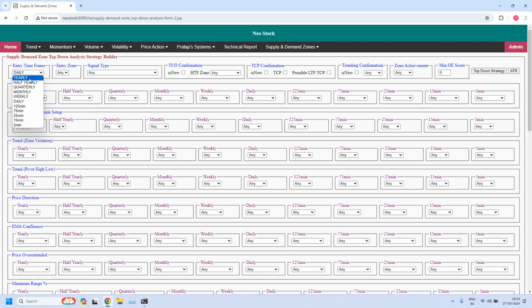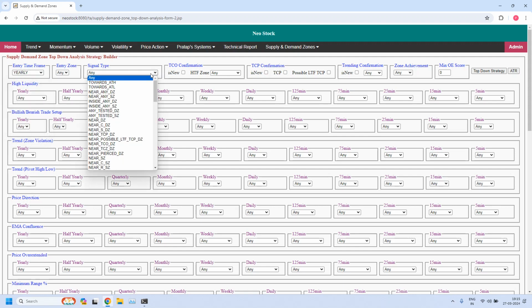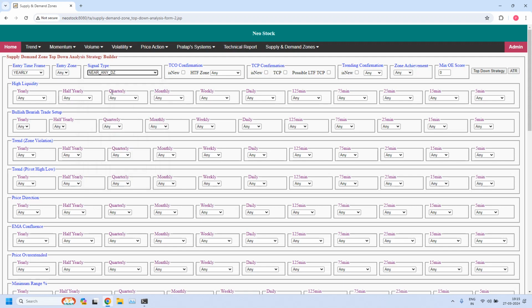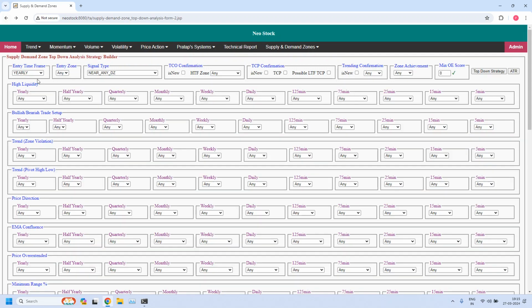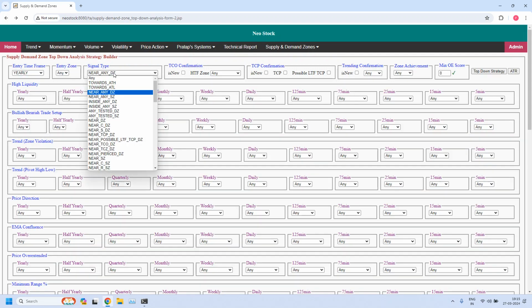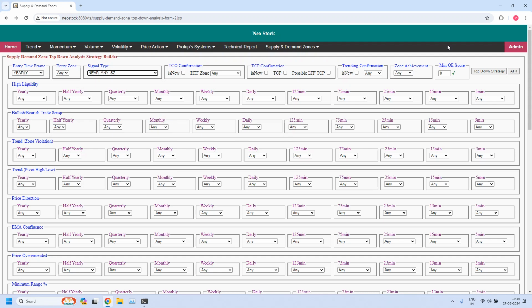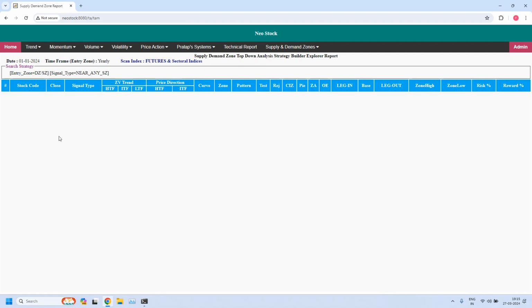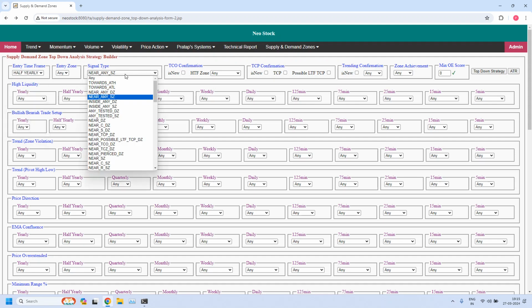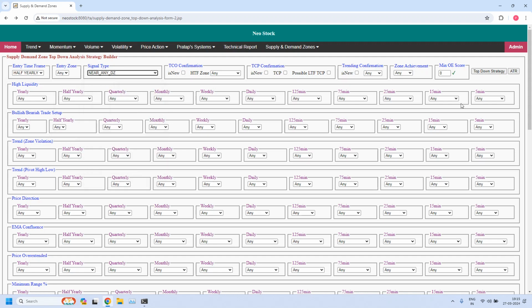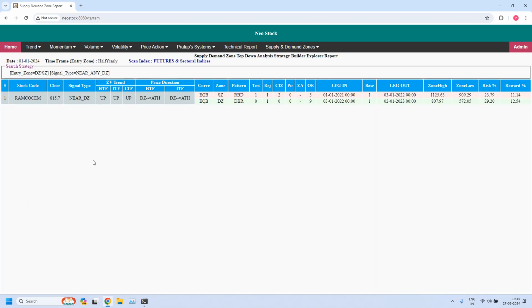So entry time frame is yearly. Let us find the stocks near yearly demand zone. So no stocks are available. Let me go back. For yearly time frame, let us find the stocks near yearly supply zone. Here also no stocks are available. So let me go back and changing the time frame to half yearly and let us find the stocks near half yearly demand zone. So one stock is filtered, which is near to the half yearly demand zone.